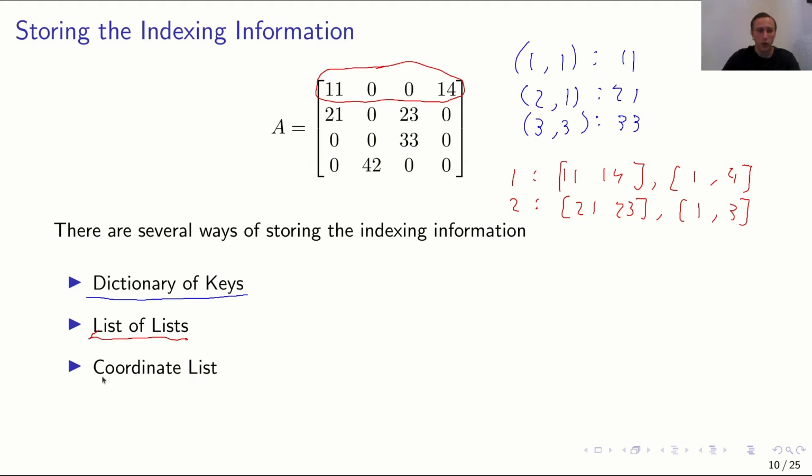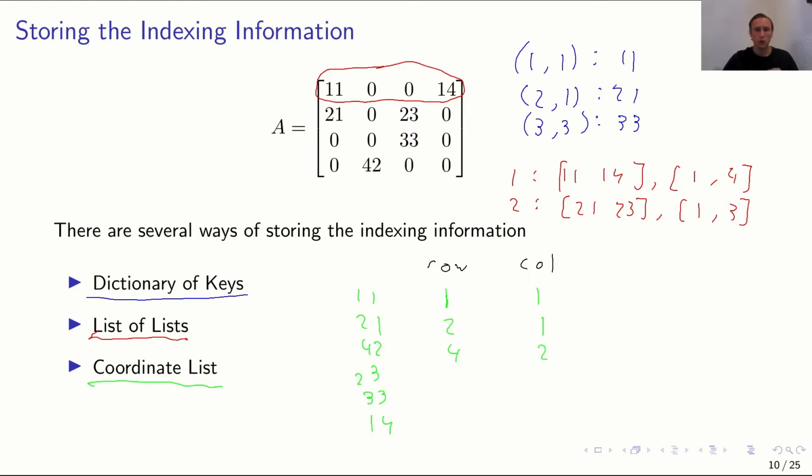Now, a third approach, and perhaps, or at least in my opinion, the most obvious approach for storing these sparse matrices is storing 3 arrays. So we start with the actual non-zero values. So that would be 11, 21, 42, 23, 33, and 14. And then for each value, we also indicate the row in which it is located and the column in which it is located. So 11 is located in row 1, column 1, 21 is located in row 2, column 1, 42 in row 4, column 2, etc.